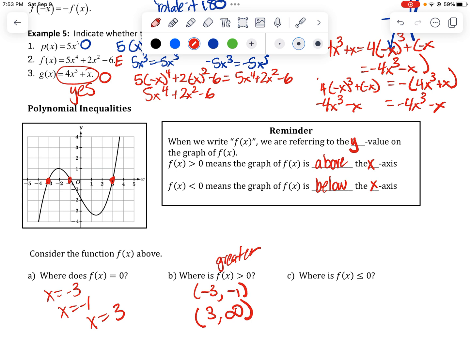Where is it less than or equal to 0? So where is it underneath? Well, right here, and it's less than or equal to 0. So negative infinity to negative 3, and I'm going to put a bracket. And then again, it is from negative 1 to 3.